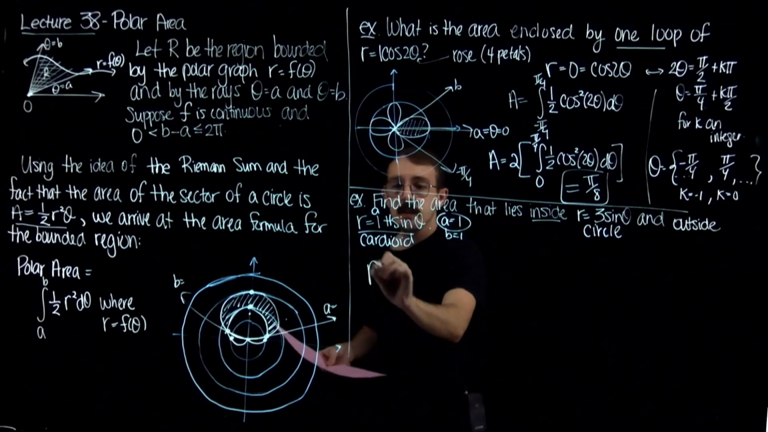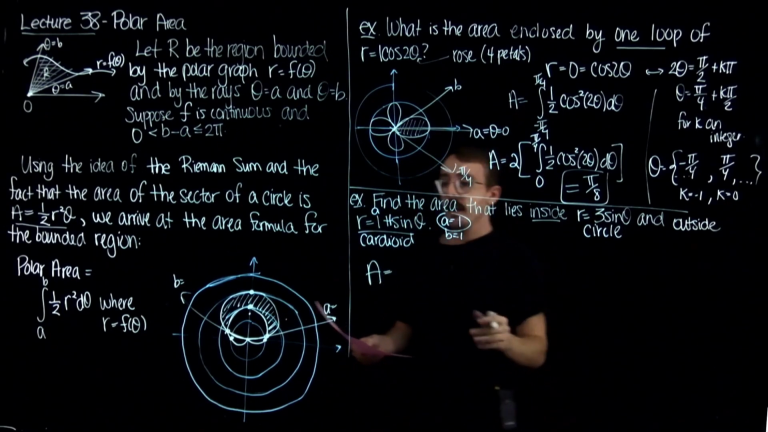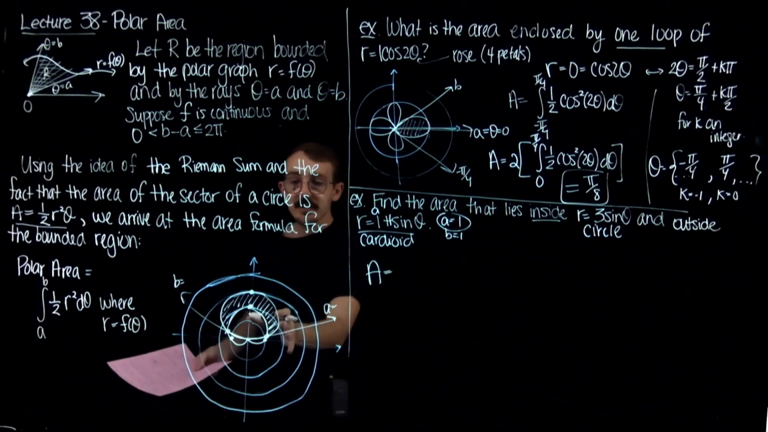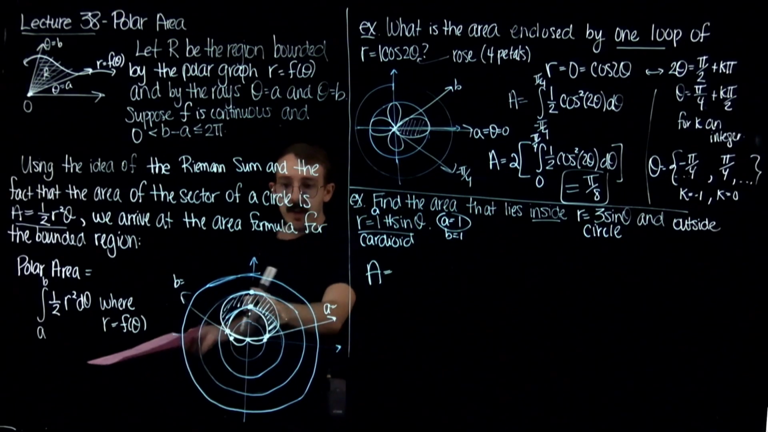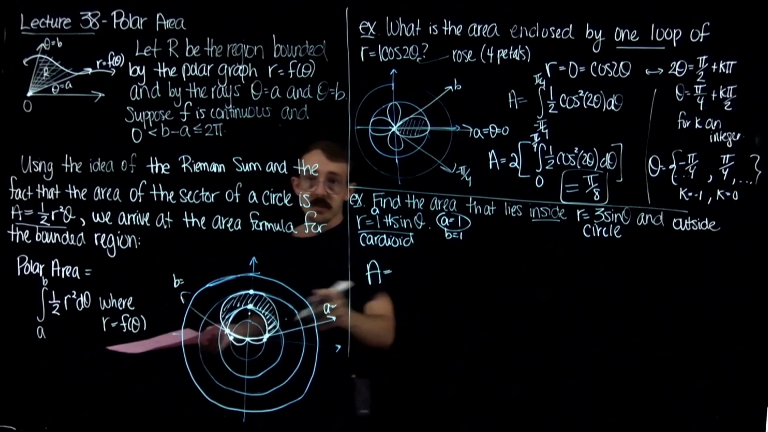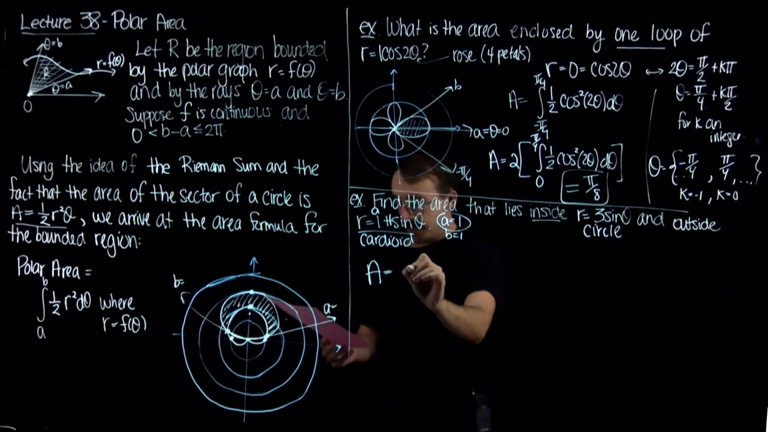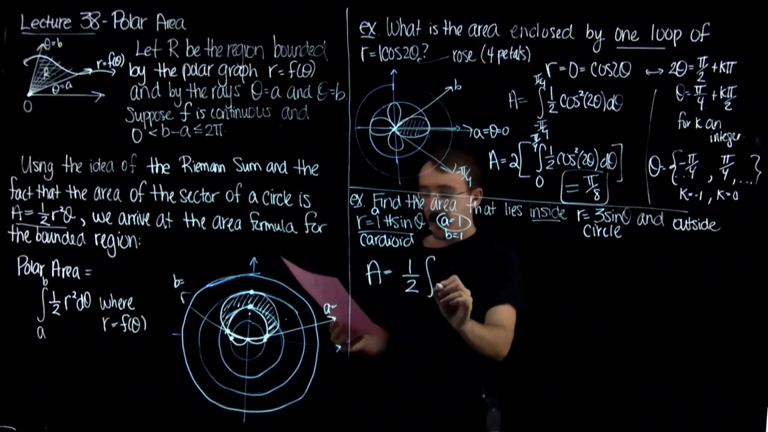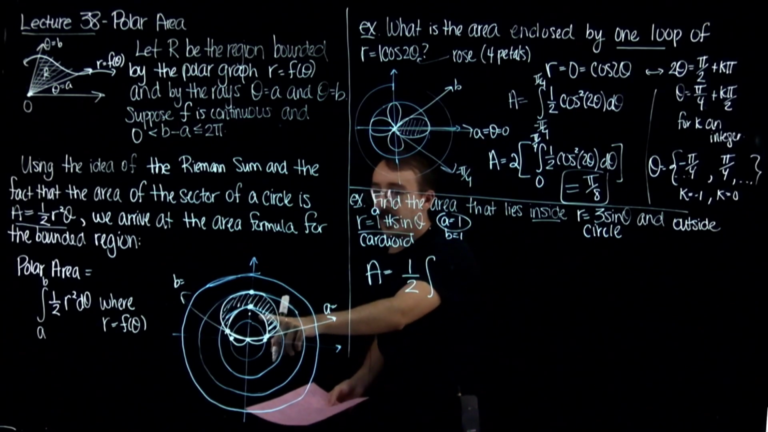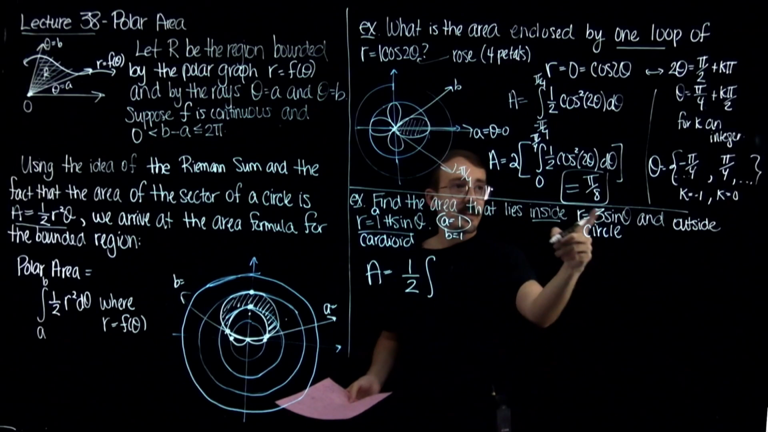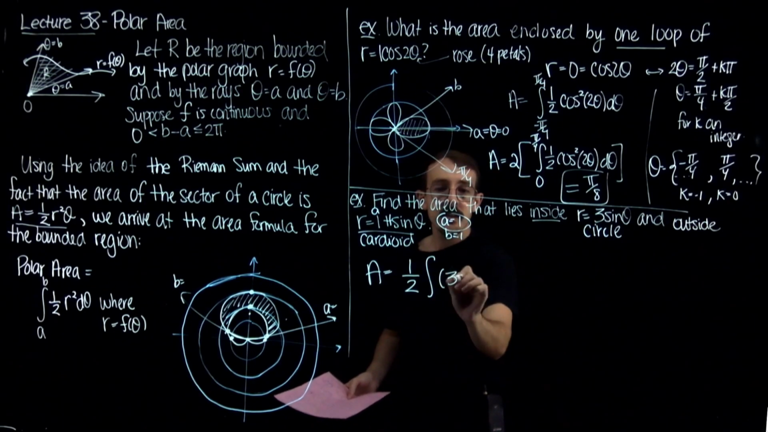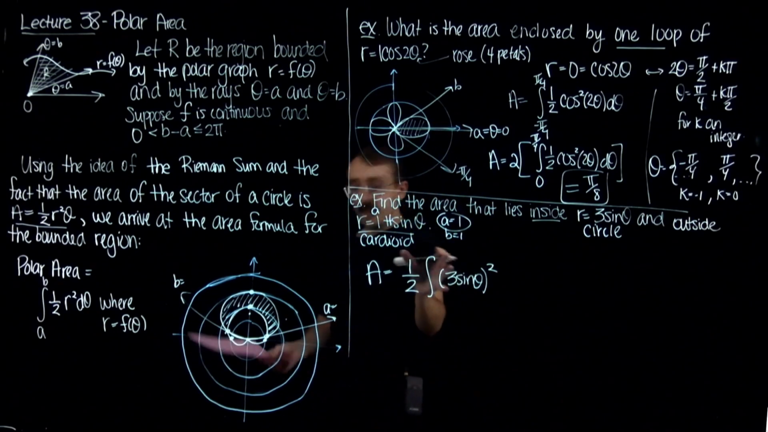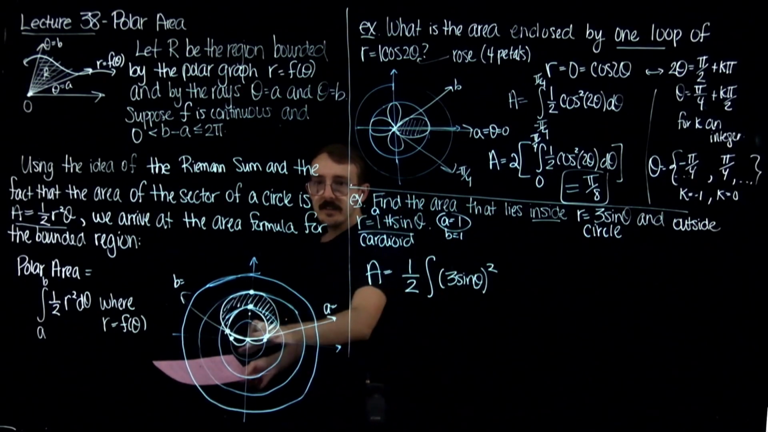The area formula for this one is, well, first, I need to make sure that I'm inside the circle. So the area of everything that's inside the circle is 1/2 integral of r squared. So my circle this time is 3 sine theta squared. So that is all the area that is inside the circle.